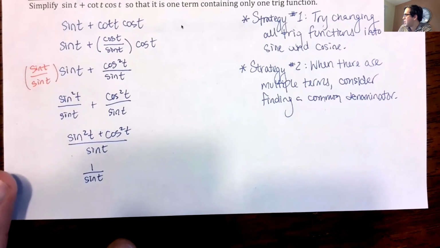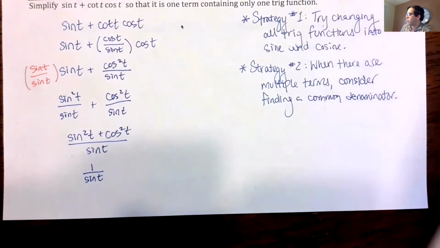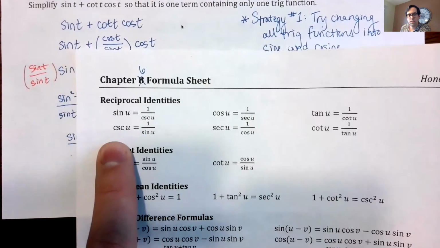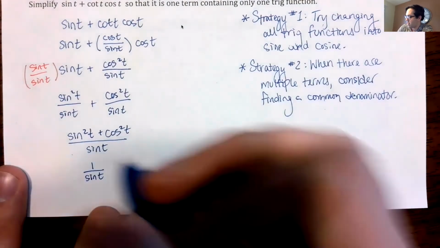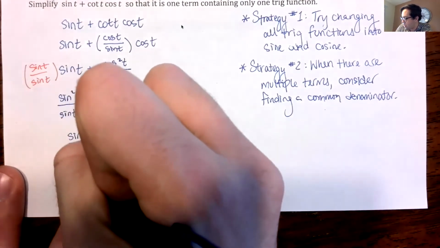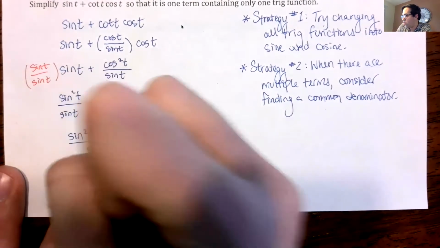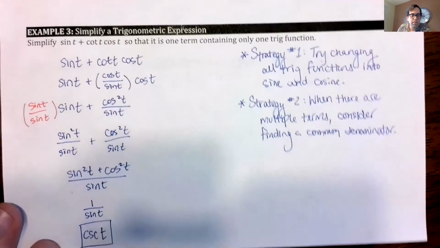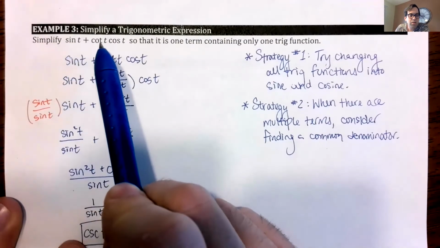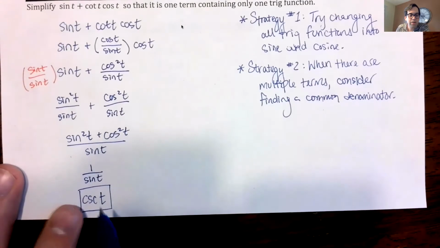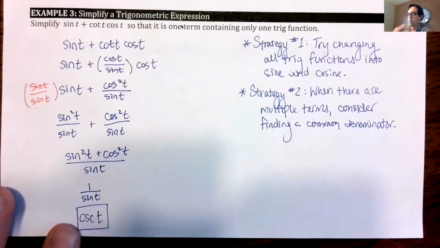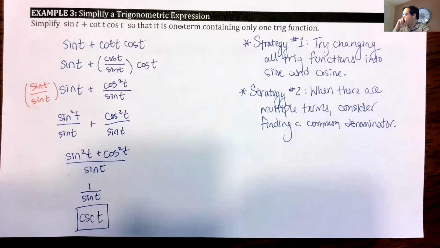So now we have 1 over sine, and we're going to do one more step. 1 over sine equals cosecant. So our last step is going to be that this really simplified to cosecant of t, which is wild if you graph sine of t plus cotangent of t times cosine of t, and then you graph cosecant of t. The graphs are going to look exactly the same. And those are the steps, okay?